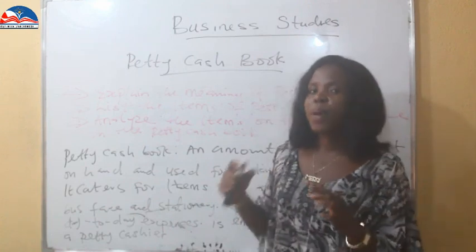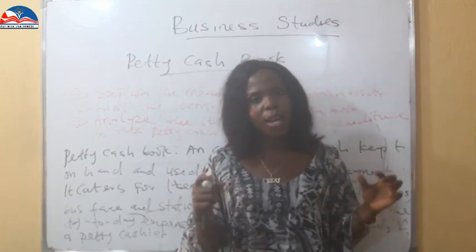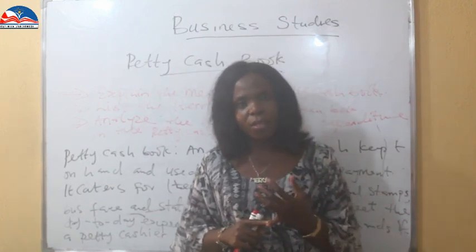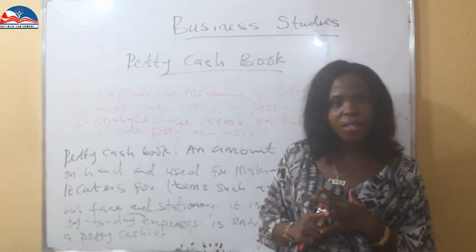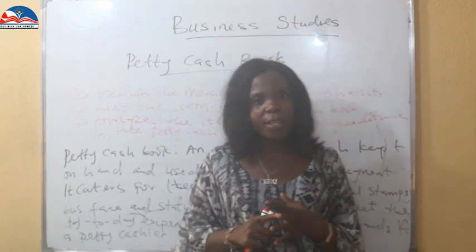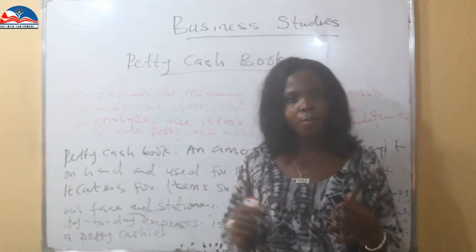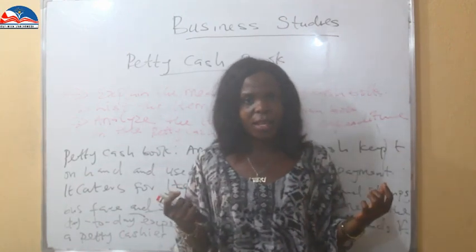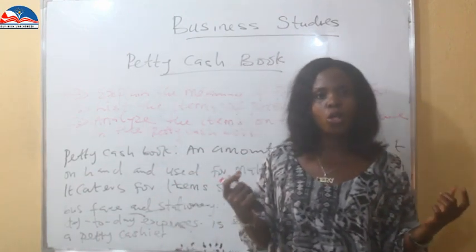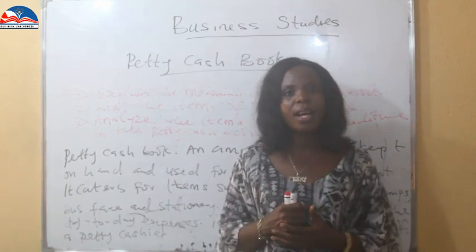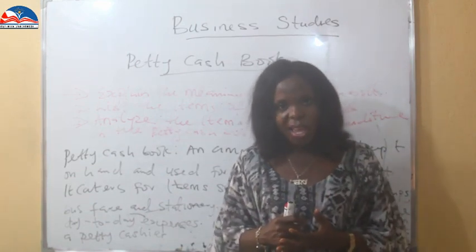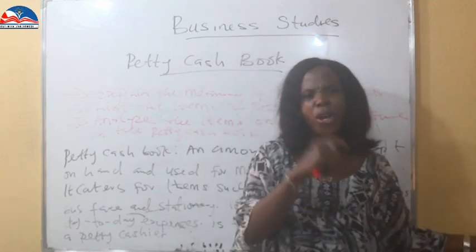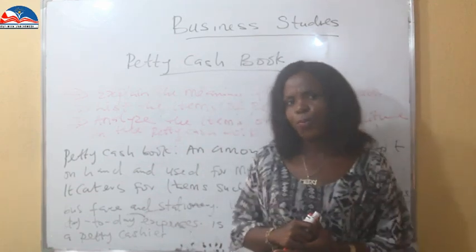Some of these petty expenditures, small expenditures that come in, may be buying of stamps, buying of stationery, transport fares or bus fares to different places, small expenses that you may not want to go and record in the cash book. It is a way to lift up the load of everyday entry in the cash book.